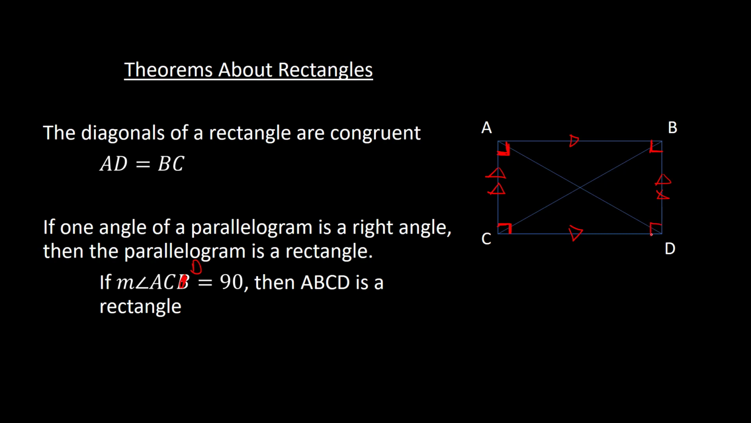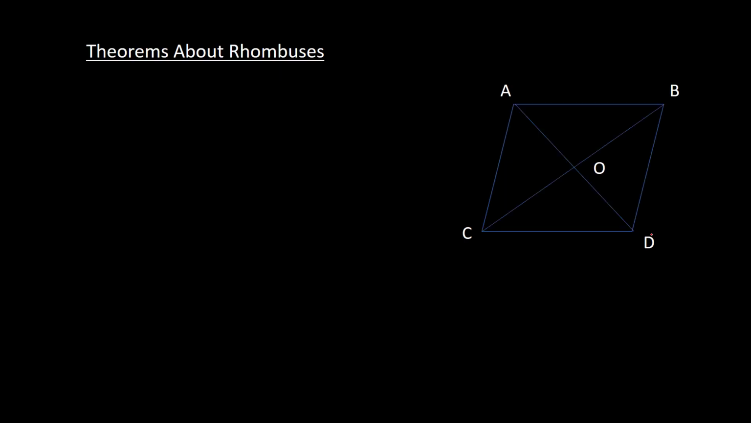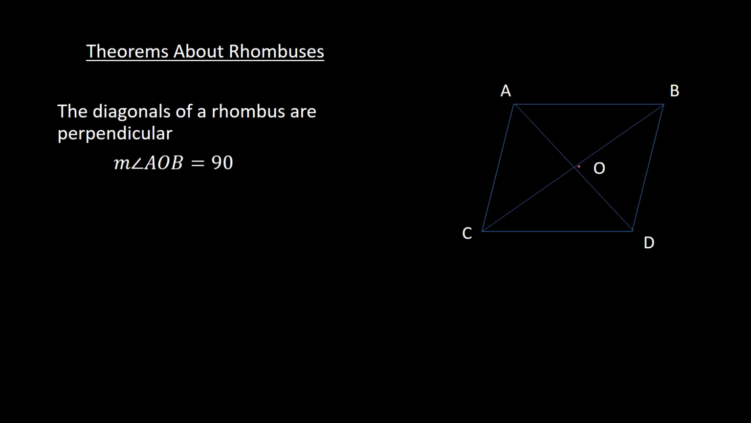Now there are also a few theorems to know about rhombuses. The first theorem is that the diagonals of a rhombus are perpendicular. So the diagonals would be AD and then CB, and with the rhombus, the diagonals would be perpendicular, meaning the measure of angle AOB would have to be 90 degrees.